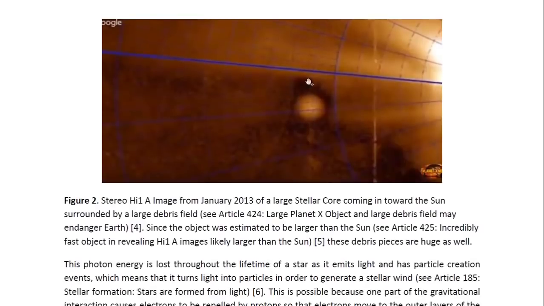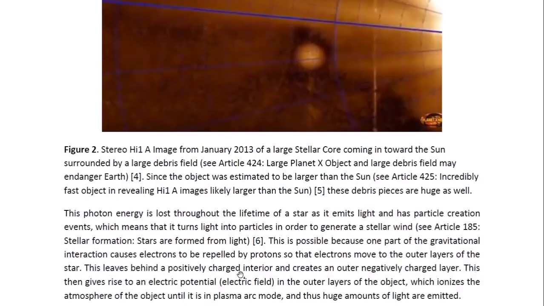And here you see one of the objects coming in towards the sun. You can see the large amount of debris that surrounds this object, and it turned out to be larger than the sun. You can see that these pieces are huge, that we can see here underneath, but they are in front of the object. You can see this is in front of the object. And you may look at article 424 and article 425 for more details on this.